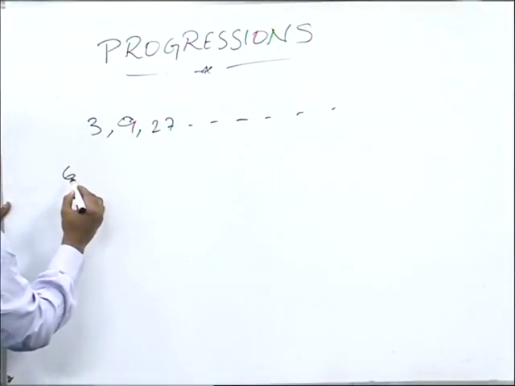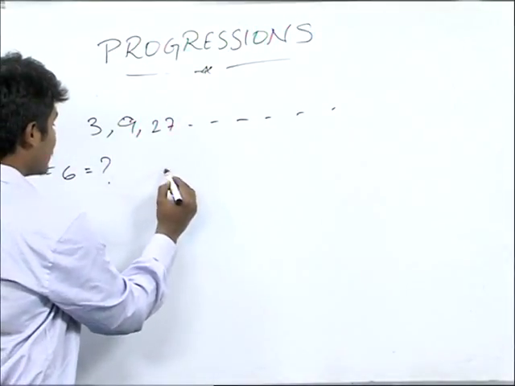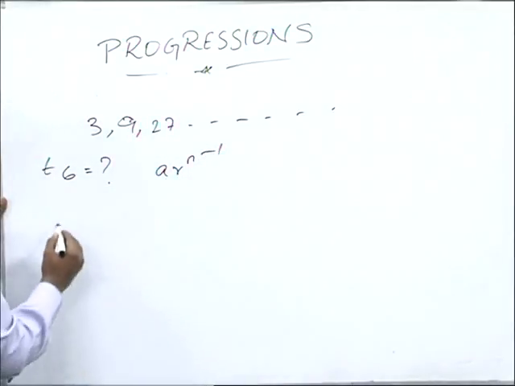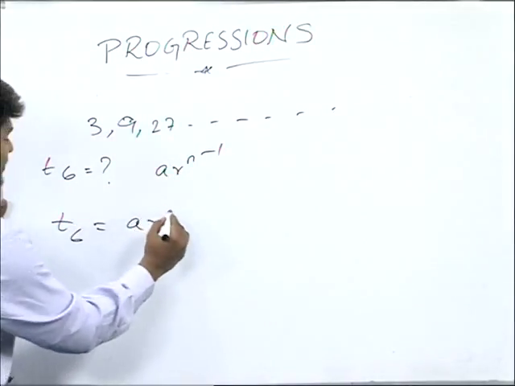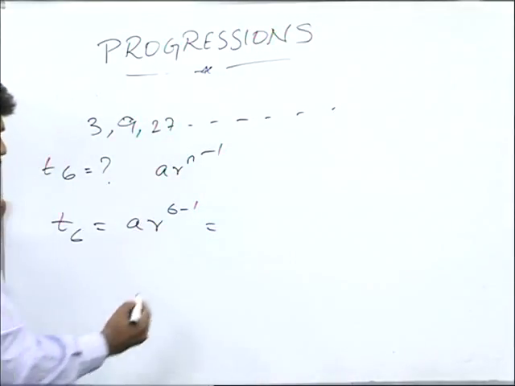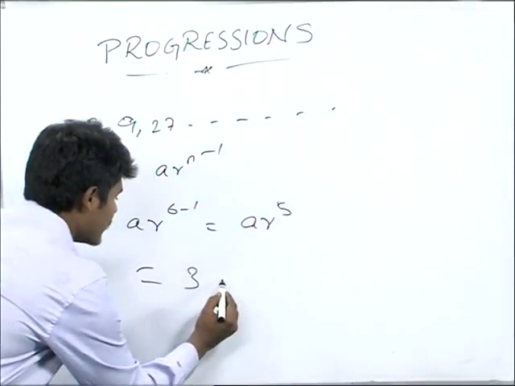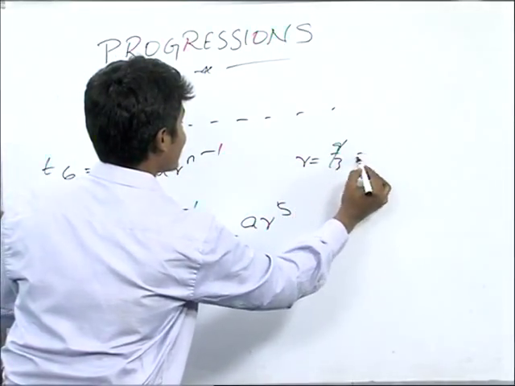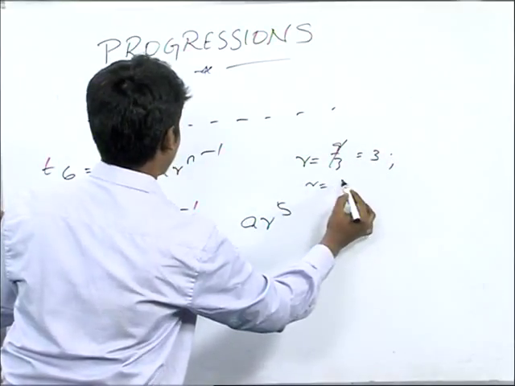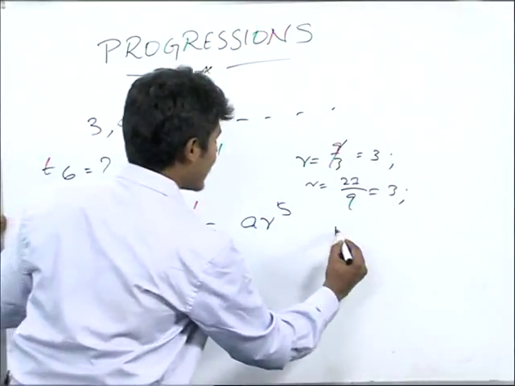Find the sixth term of the series. For finding the sixth term of the series, we can substitute and use the expression A into R power n minus 1. To calculate the sixth term, we need to substitute n as 6. This results in a value of A into R power 5. We know the value of A, that is 3. We know the value of R. R is 9 by 3, that would result in a 3. Or R can be found from 27 by 9, that is also 3.